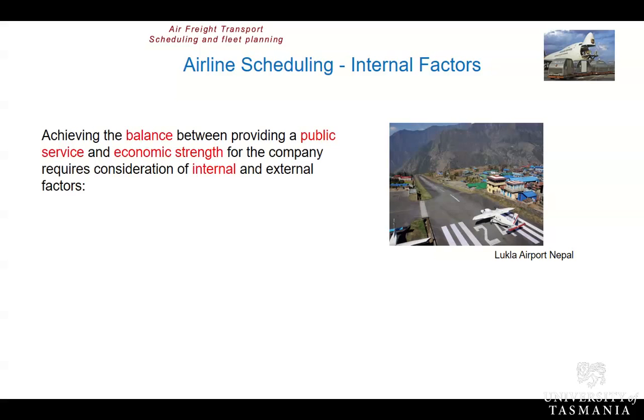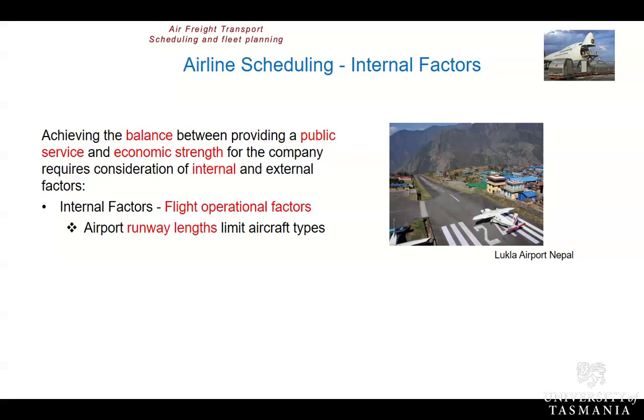A couple of other internal factors. One is this idea of flight operations. So other things that the airline scheduler needs to be across is what's actually happening in flight operations. And one of those issues is what airports the aircraft are going to. Every airport has got its limitations. There'll be runway lengths that are a consideration. An aircraft, depending on its size, will require an airport with an operational runway length to meet its specifications.